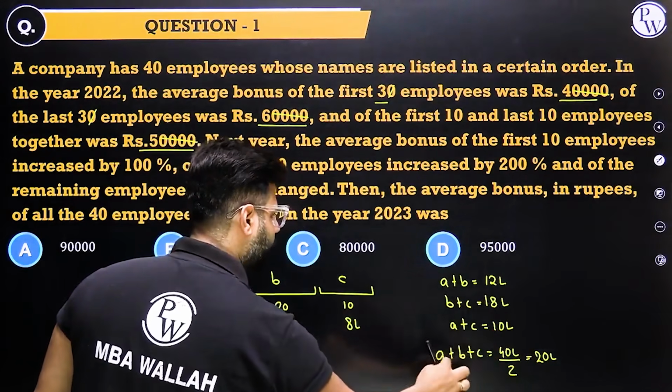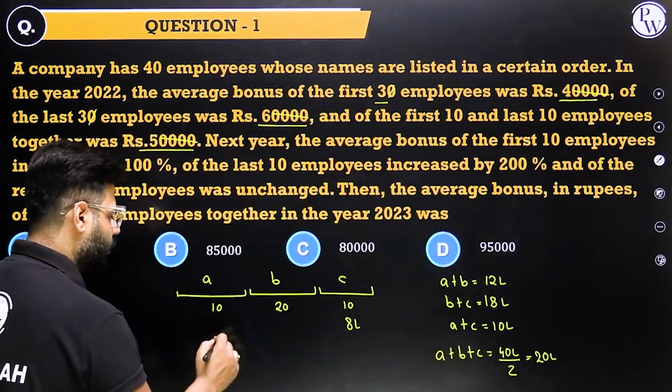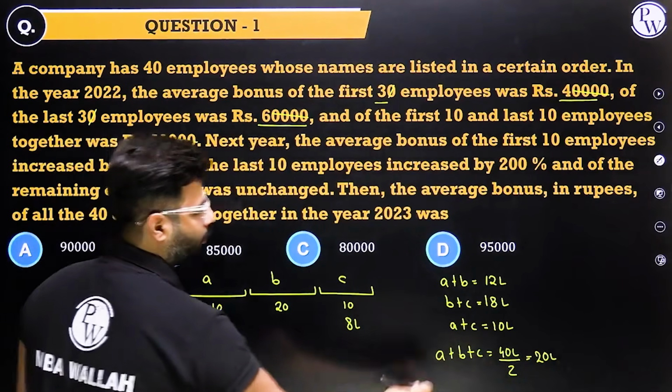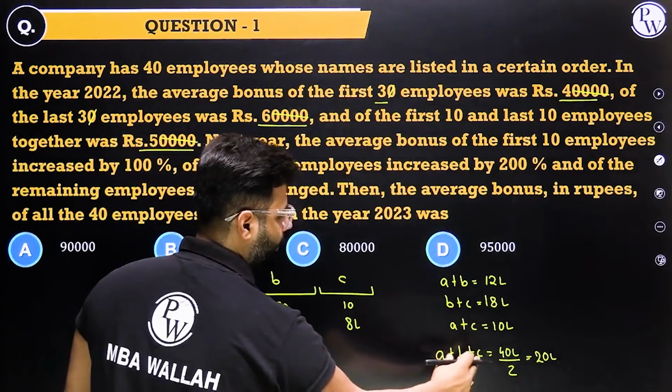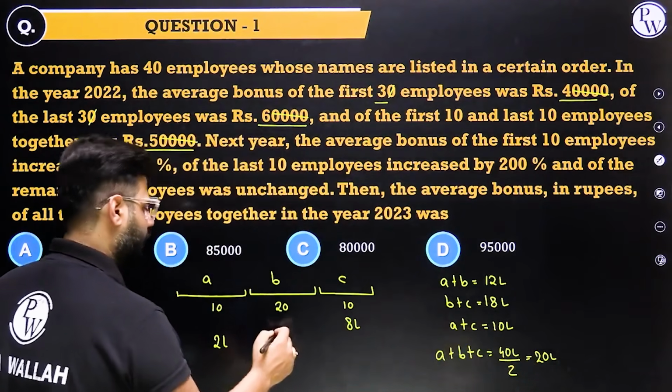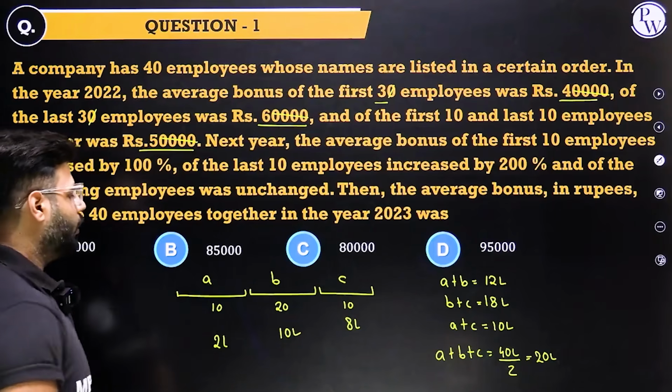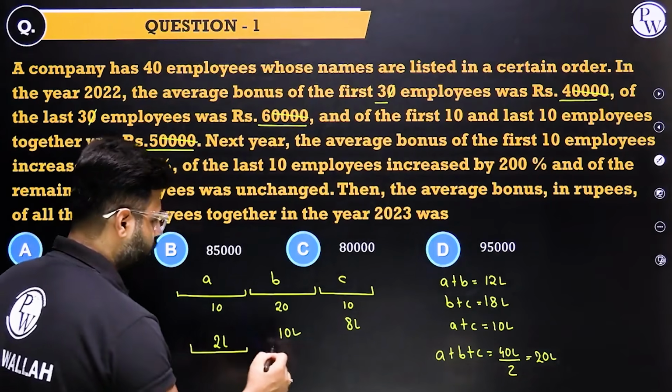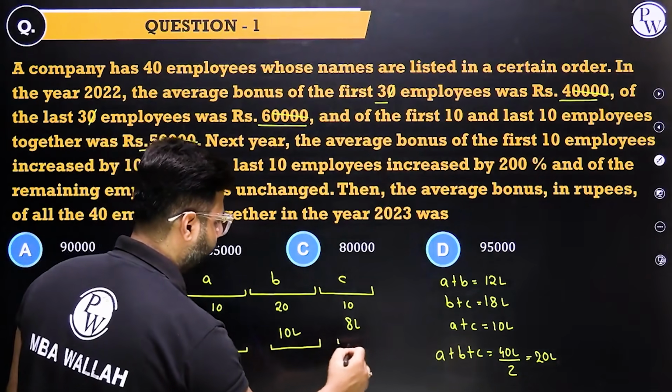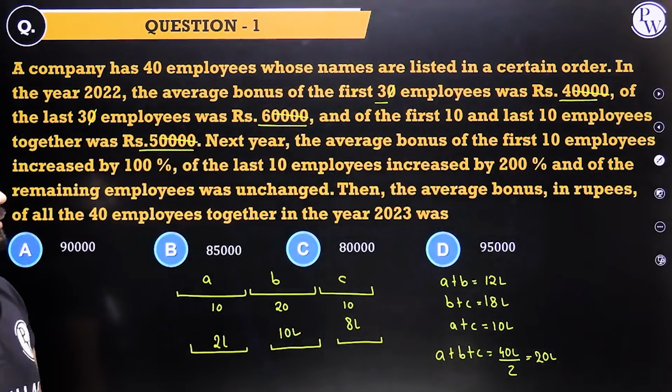So put 18 here. You get A as 20 minus 18, 2 lakh. Get B. Put A plus C over here. They make 10. So B has to be 10. Together they make 20. So I have solved the entire scenario. The first 10 has 2 lakh. Middle 20, 10 lakh. Last 10, 8 lakh.